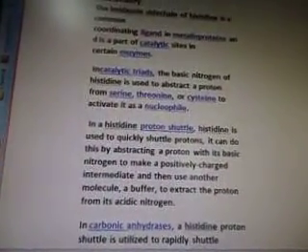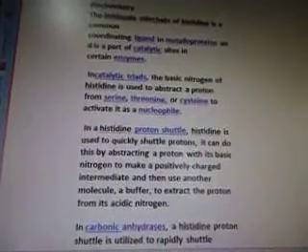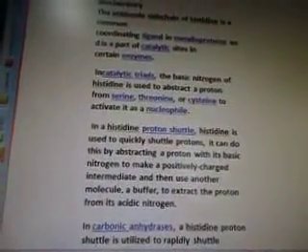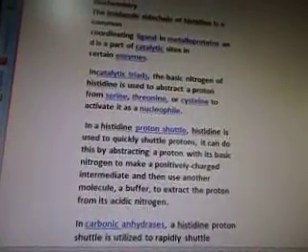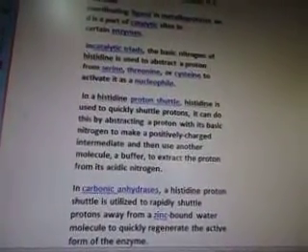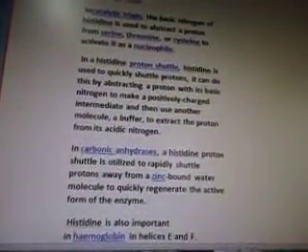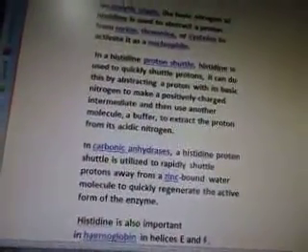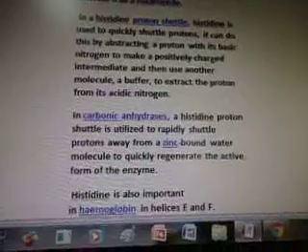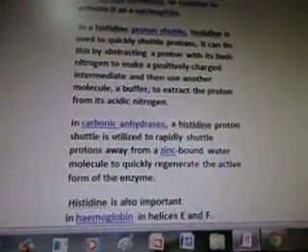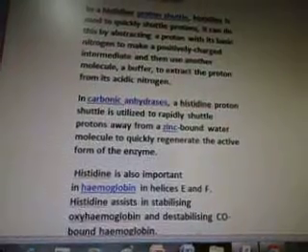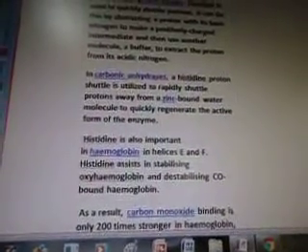In catalytic triads, the basic nitrogen of histidine is used to abstract a proton from serine, threonine, or cysteine to activate it as a nucleophile. In a histidine proton shuttle, histidine is used to quickly shuttle protons. It can do this by abstracting a proton with its basic nitrogen to make a positively charged intermediate and use another molecule, a buffer, to extract the proton from its acidic nitrogen. In carbonic anhydrases, a histidine proton shuttle is utilized to rapidly shuttle protons away from a zinc-bound water molecule to quickly regenerate the active form of the enzyme. So the keyword here is regenerate, right?